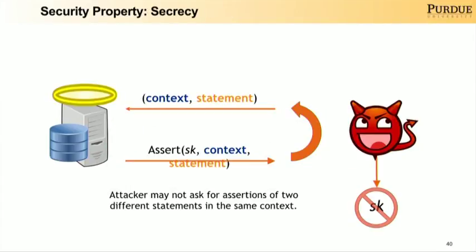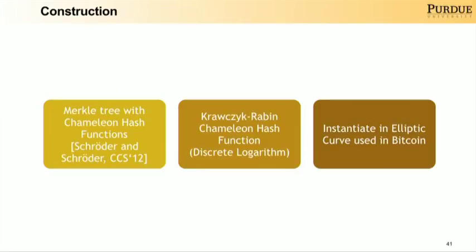At the same time, it should not be possible for an adversarial user to just ask for two different statements for the same context, and then use that to get the private key and break the whole system. So conceptually, we also want secrecy for the server, that his secret key is not leaked in any other scenario. And without going into the detail, we are able to achieve that with the known cryptographic techniques.